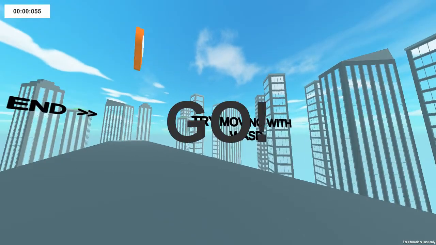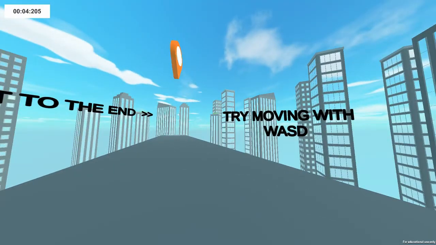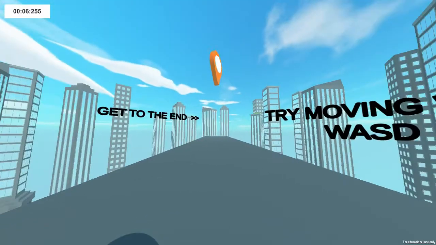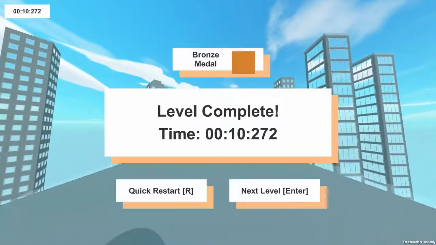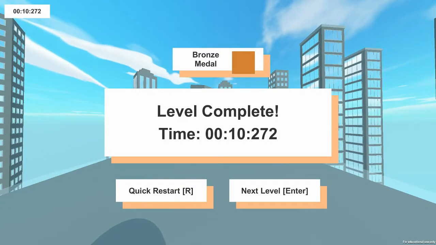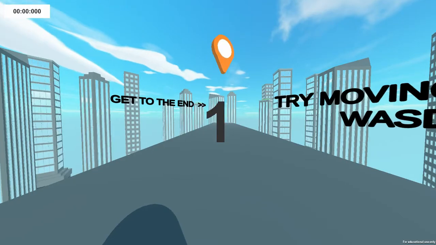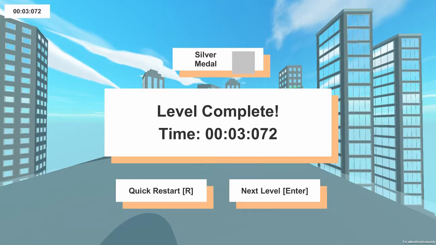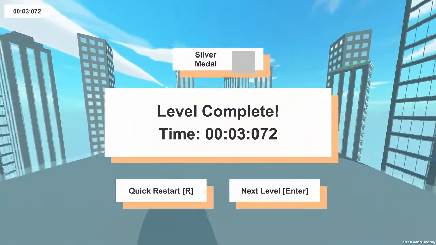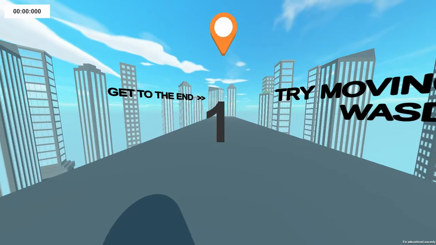Okay. Got a countdown in the middle of the screen, got a timer ticking off. Try moving with WASD, get to the end. So immediately, it looks like we've started looking in one direction when the tutorial messages and the map are kind of off to the side a bit. Interesting. I sprinted for half of that, and I only got a silver medal, and they haven't taught me how to sprint yet. Let's try that again.